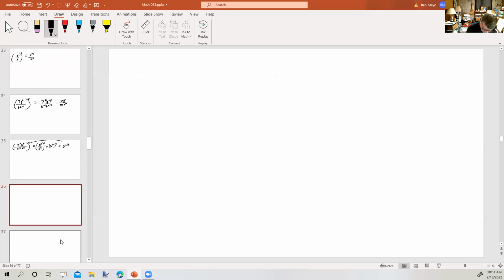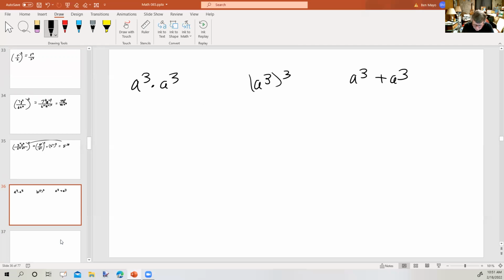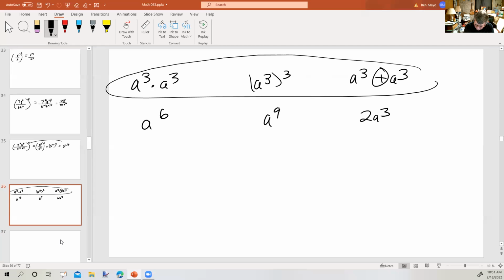Let's take a look at these situations. A cubed times a cubed, a cubed cubed, and a cubed plus a cubed. Well, the first one, we have a product of two factors with the same base, so we would add the exponents. In the second example, we have a power raised to a power, so we would multiply the exponents. And the third one takes us all the way back to chapter two, where we're adding like terms. We've got two of the a cubed, so this would be 2a cubed. So be careful, take a good look at this, how different they are.